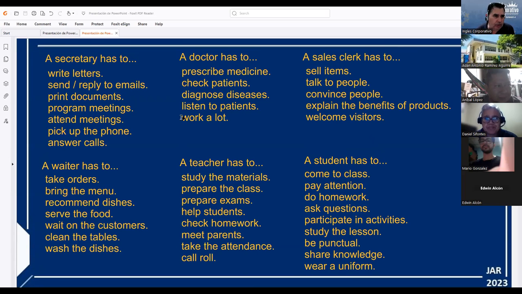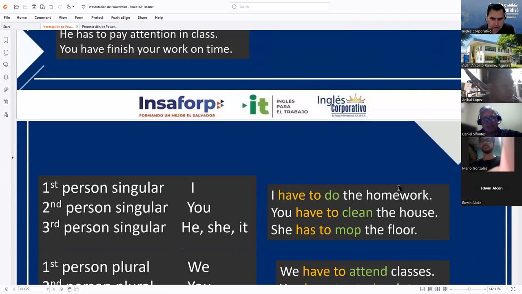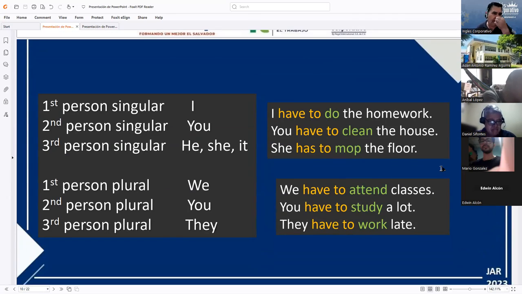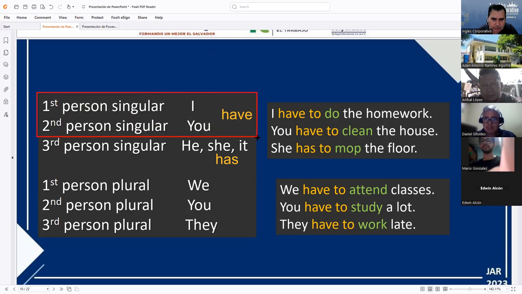So let's continue. Normally we say like this. I, you, he, she, it. We use have. Right? Have. With all of these ones, I have, you have, but with these ones, has. So, to avoid confusion, let's put barriers. For the first and second person, we use have, right?